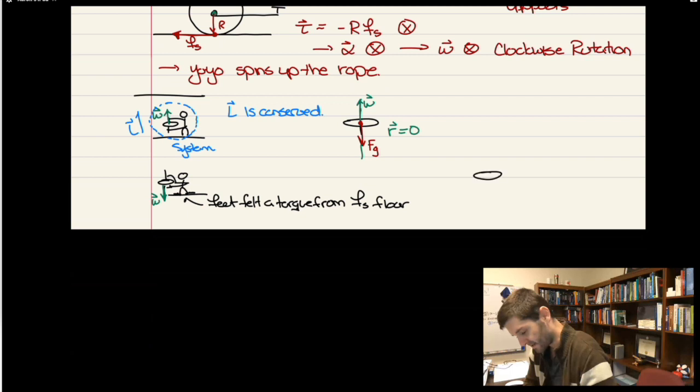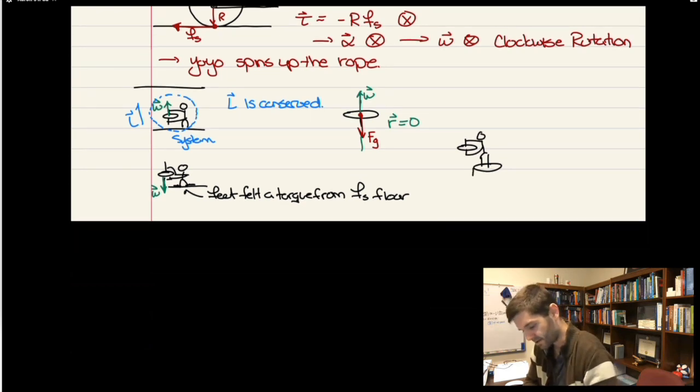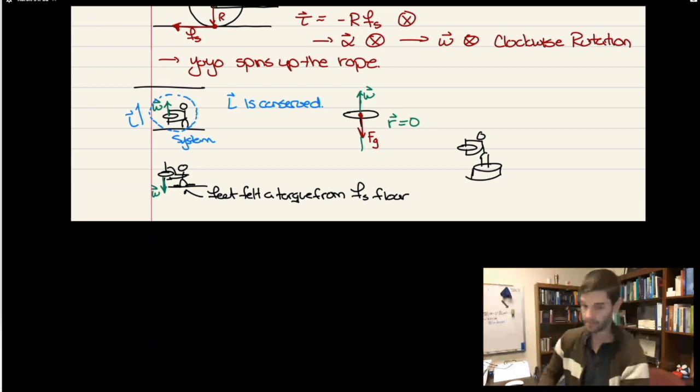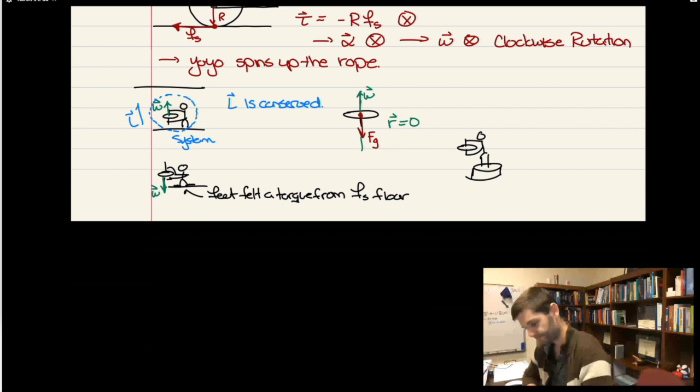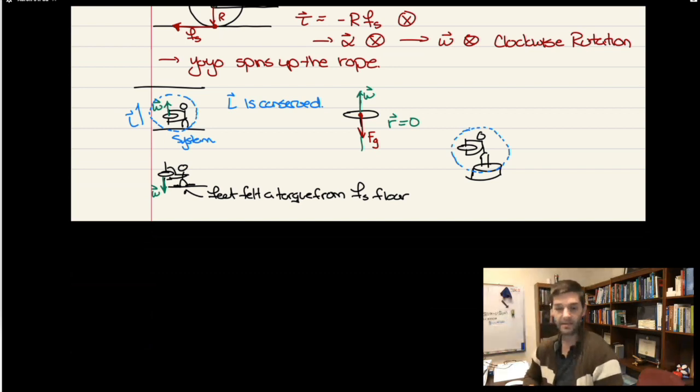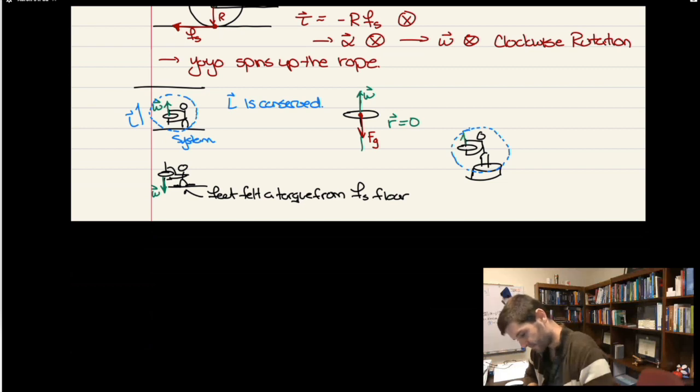Now let's take the same scenario. But I'm standing on a frictionless spinning disc, or a disc that is allowed to spin, and it's frictionless. If I define that as my system, again, angular momentum is conserved. So originally, angular momentum was pointing upward along with the wheel.